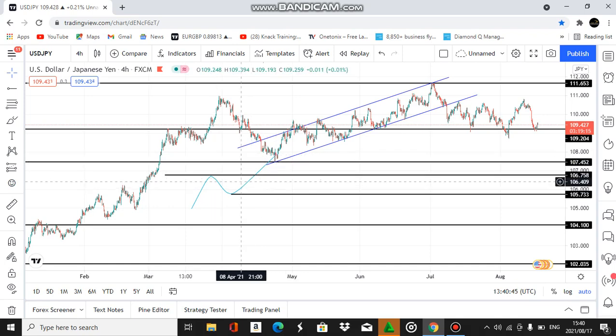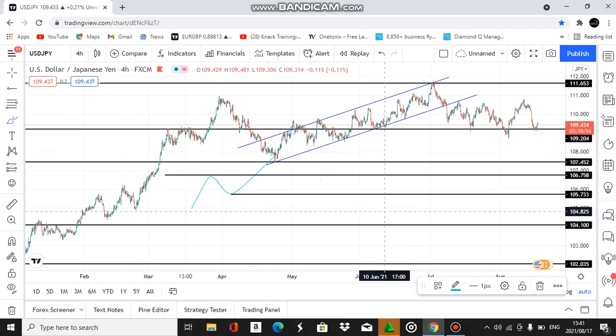There are two types of this structure. Pay attention to the arrow. You see the structure? This is the bullish structure, and the bearish structure is like this. I'll draw it again. A bearish structure is like this.